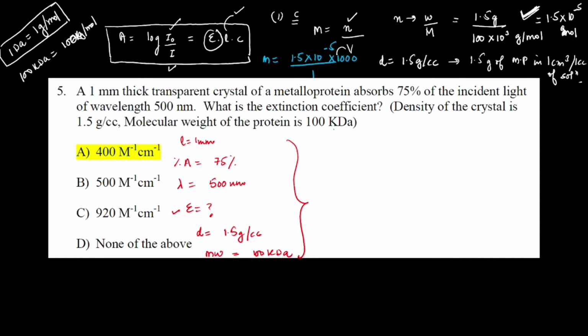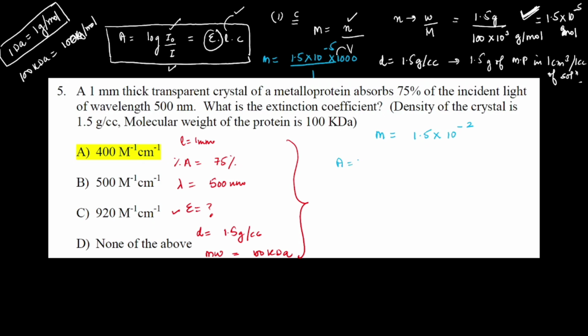So what is going to be the answer? The molarity is actually 1.5 into 10 to the power minus 2, right? Because minus 5 into 10 to the power 3 would give you minus 2. So this is the given molarity, that is concentration. Quite simple. Okay, now just use the given equation.